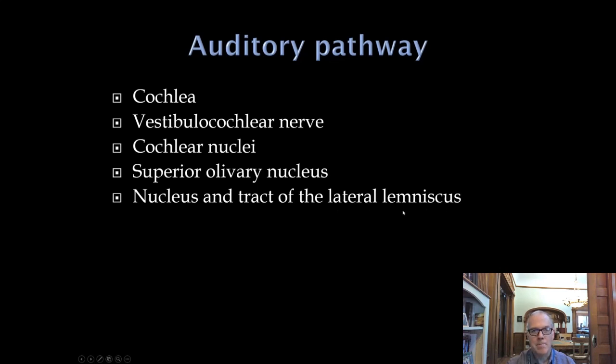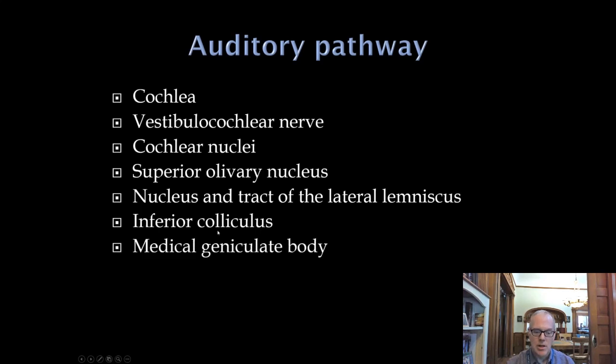Lemniscus is just a pathway. And so the medial lemniscus, remember, that's vibration and proprioception. The lateral lemniscus is auditory information. Okay, we'll see that the lateral lemniscus synapses on the inferior colliculus, and we've already discussed that's an auditory nucleus. And then finally, the medial geniculate of the thalamus, and then to Heschl's gyrus. Remember, anything going to the brain needs to talk to a nucleus of the thalamus except for smell, and so the medial geniculate is for auditory.